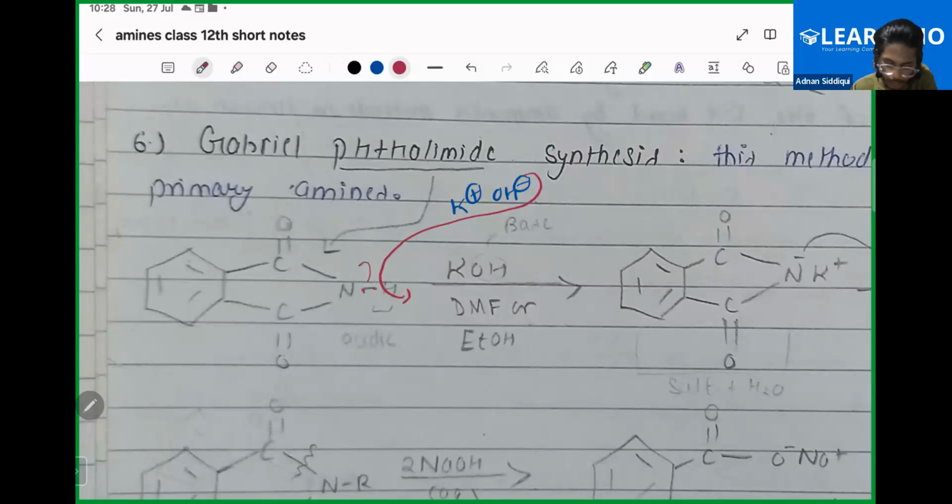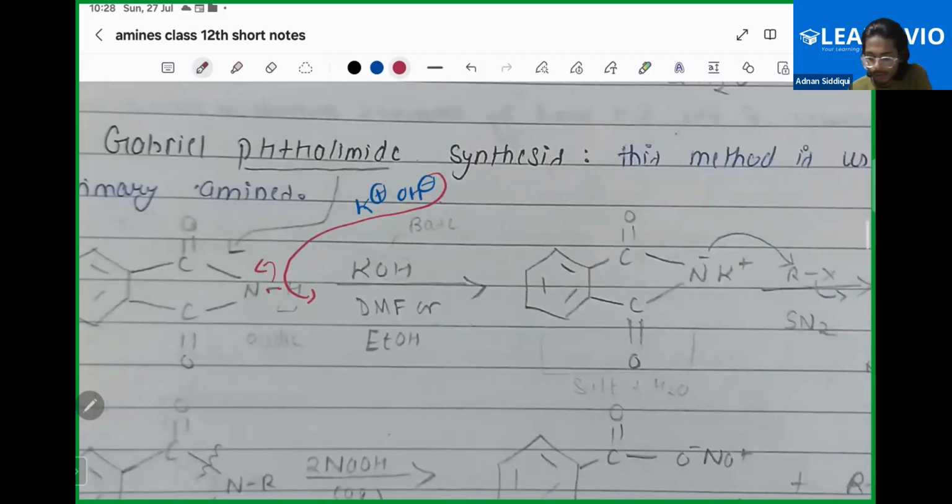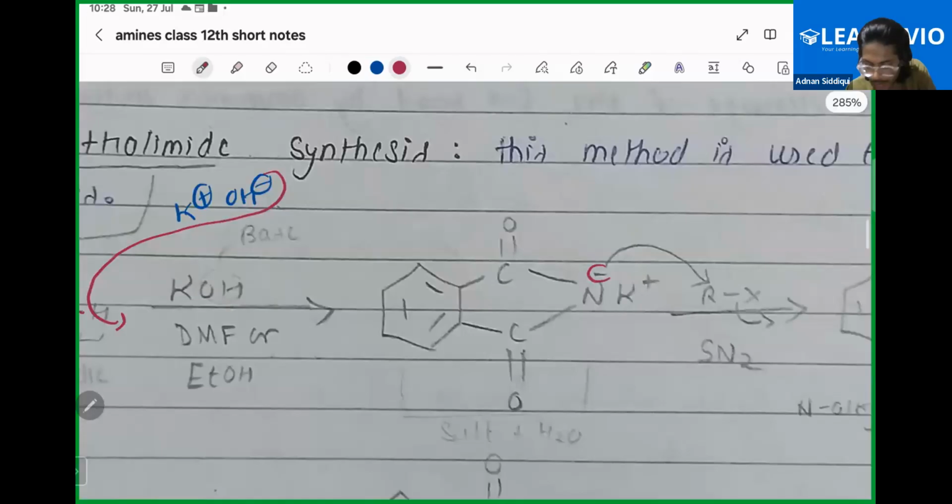And these electrons are going to be transferred onto nitrogen. So now you have a negative charge on nitrogen, and due to this, K positive is going to surround it and make a salt. Okay.